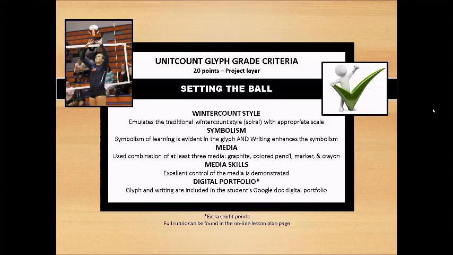The first of the 4 is winter count style. I want you to emulate the traditional format with the spiral, and I am looking that the glyph is appropriate in scale. You don't want it to be small like a postage stamp, but it also can't be too big and not leave room for the other glyphs to follow.